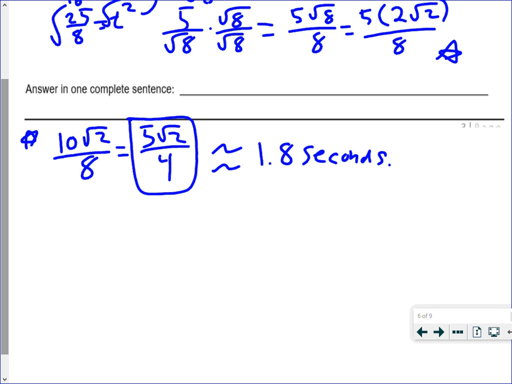All right, so that's our approximate time before the water balloon hits the floor from the top of a 50-foot building. Okay, so let's go ahead and answer in one complete sentence. I'm going to leave that for you guys to write yourself. What we want you to think about when we're asking that question is what that 1.8 means. That 1.8 means it's going to take the water balloon 1.8 seconds to go from the top of the building to hit the floor. Okay?